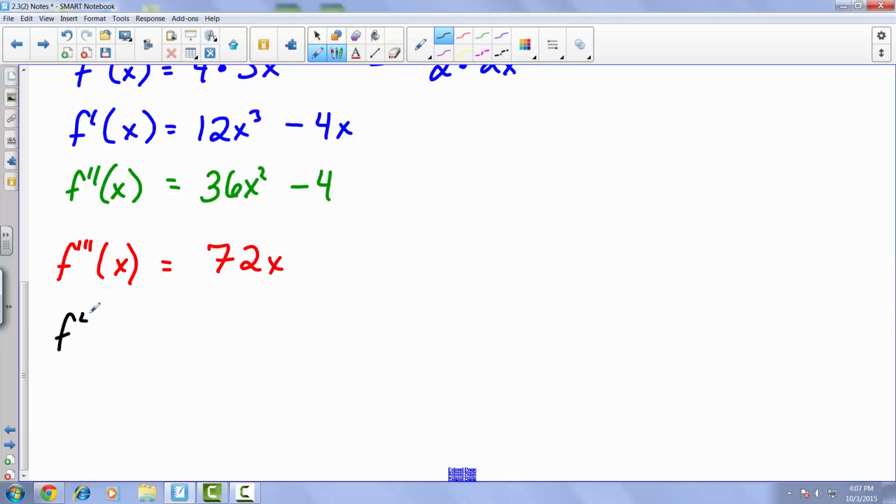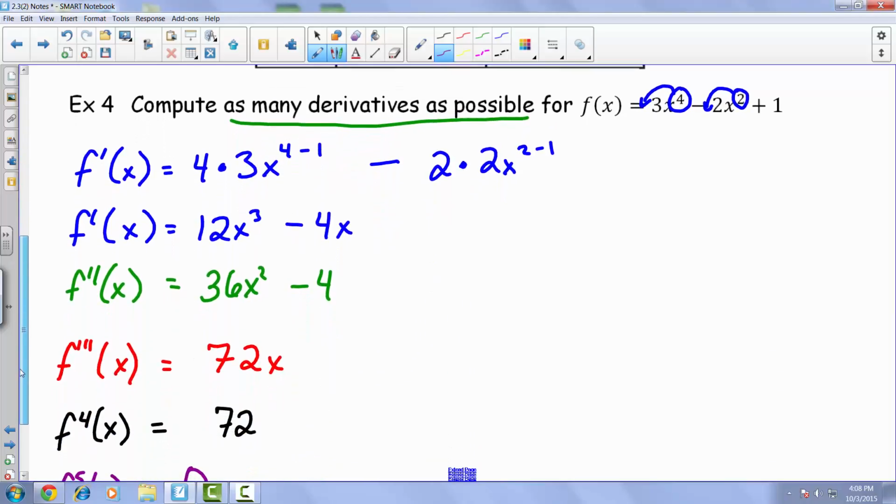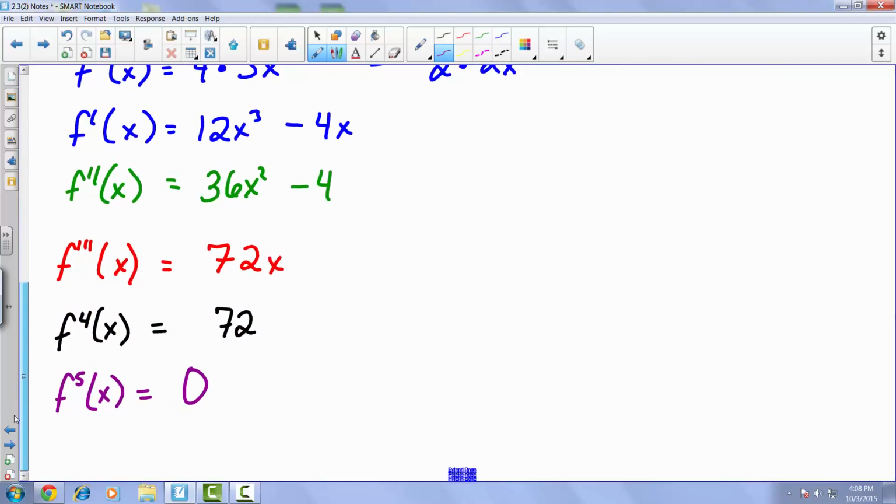Taking the fourth derivative with respect to x, that comes out to be 72. And again, really you're just using a power rule. And then finally the fifth derivative with respect to x, well, the derivative of this constant just comes out to be 0. And that's pretty much as far as we can go. So again, we've taken as many derivatives as possible from our original function, and it looks like there are 5 of them. But again, that is example 4 from our 2.3 number 2 set of notes, and just looking at some of those different notations.